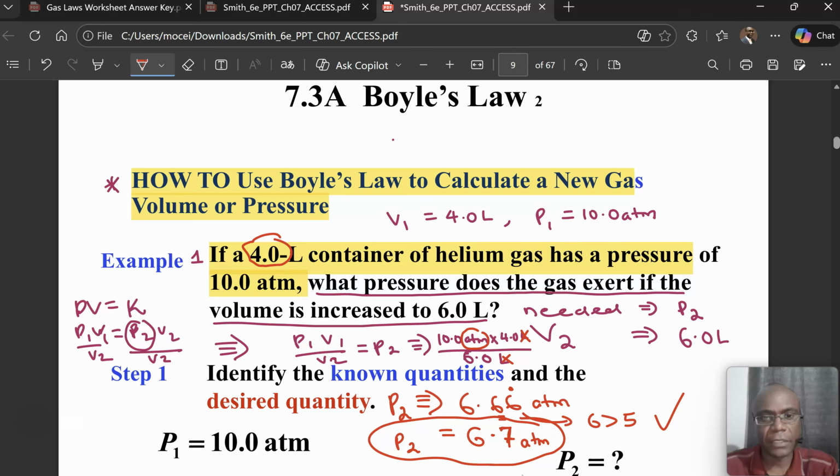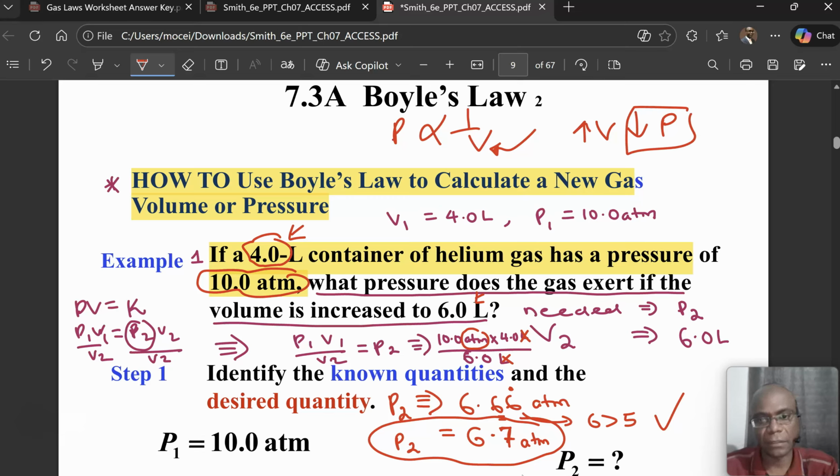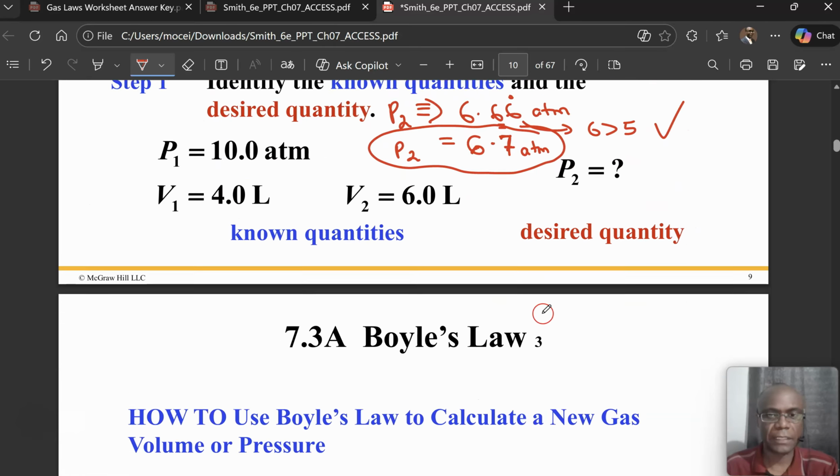You are increasing the volume, so the pressure must decrease. Remember, pressure is inversely proportional to volume. The pressure initial was 10 atm, the volume was 4, you increase the volume to 6. So an increase in V should be a decrease in P, and that's what I see. The P decreased to 6.7, initially it was 10. So that's how you do that.